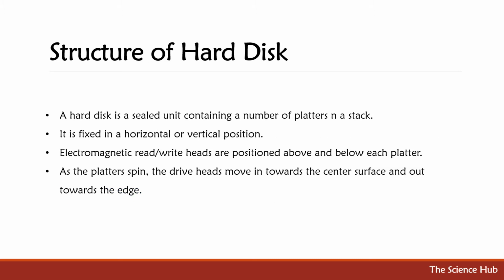See the structure of a hard disk. A hard disk is a sealed unit containing a number of platters in a stack. It is fixed in a horizontal or vertical position. Electromagnetic read and write heads are positioned above and below each platter. As the platters spin, the drive heads move in towards the center surface and out towards the edge.